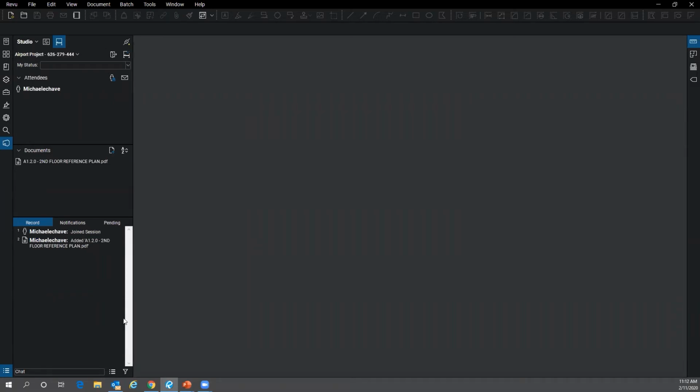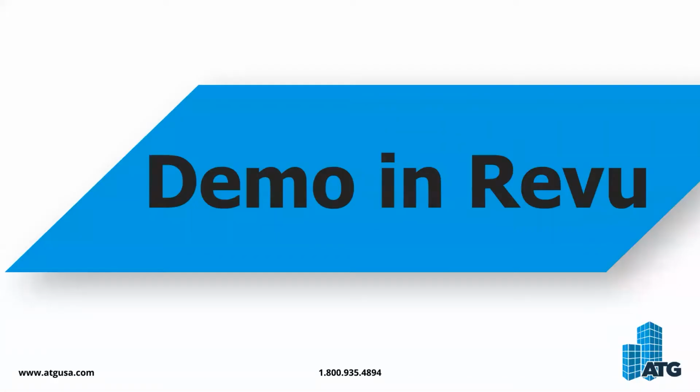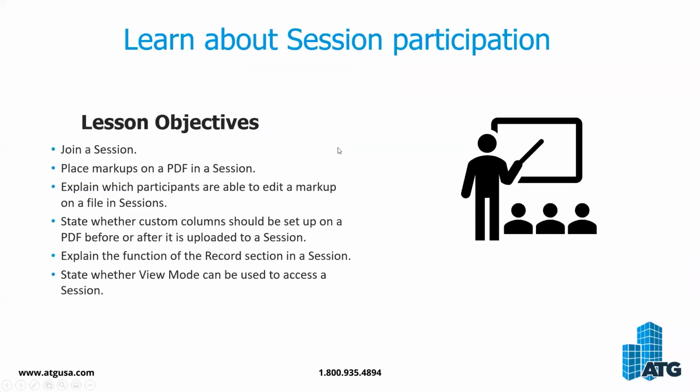All right, let's hop back into our PowerPoint here. Next one, we're going to learn about session participation. In this lesson's objectives, we're going to join a session. We're going to place markups on a PDF in a session. We're going to explain which participants are able to edit and mark up a file. We're going to state whether custom columns should be set up on a PDF before or after it is uploaded to a session. Explain the function of the record section in the sessions, and we're going to state whether view mode can be used to access sessions.